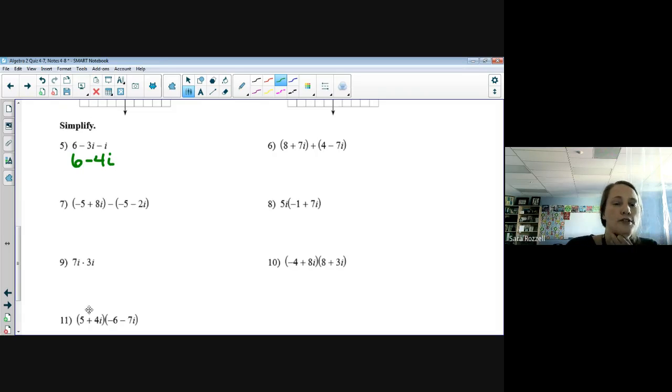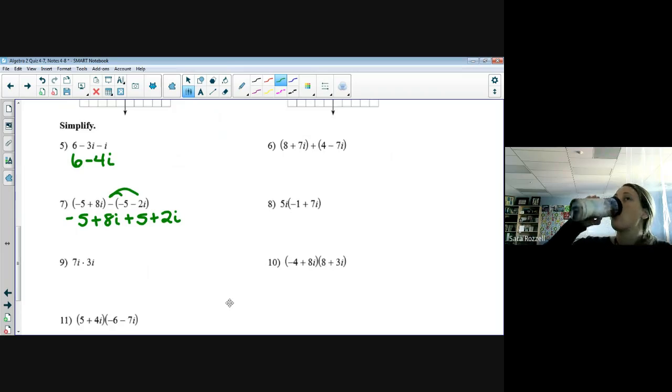All right. On number 7, what do we need to do with this negative in the middle? It needs to be distributed, right? Anytime you have a minus in between parentheses, that's the only thing that I could see y'all getting tripped up on on that problem, is make sure you distribute. So negative 5 plus 8i, and that'll be plus 5 plus 2i. Okay, now we combine like terms. What's a negative 5 and a positive 5 make?